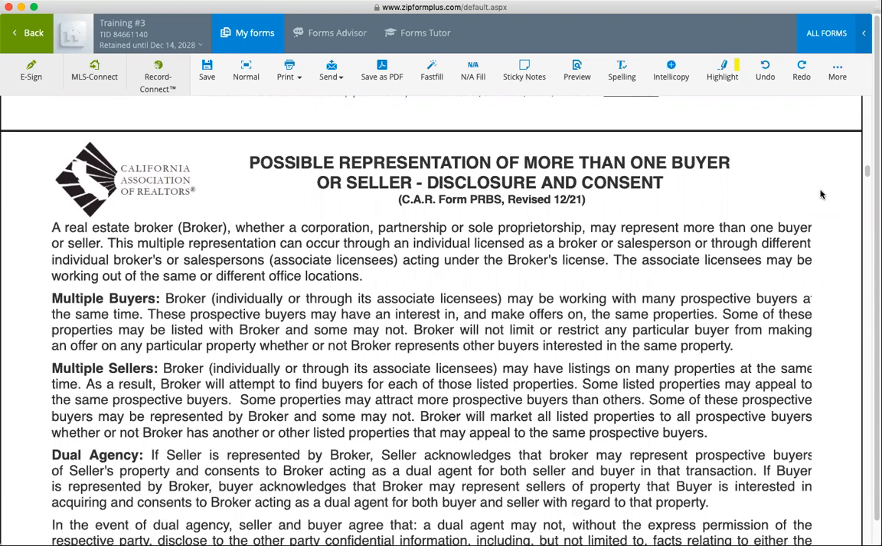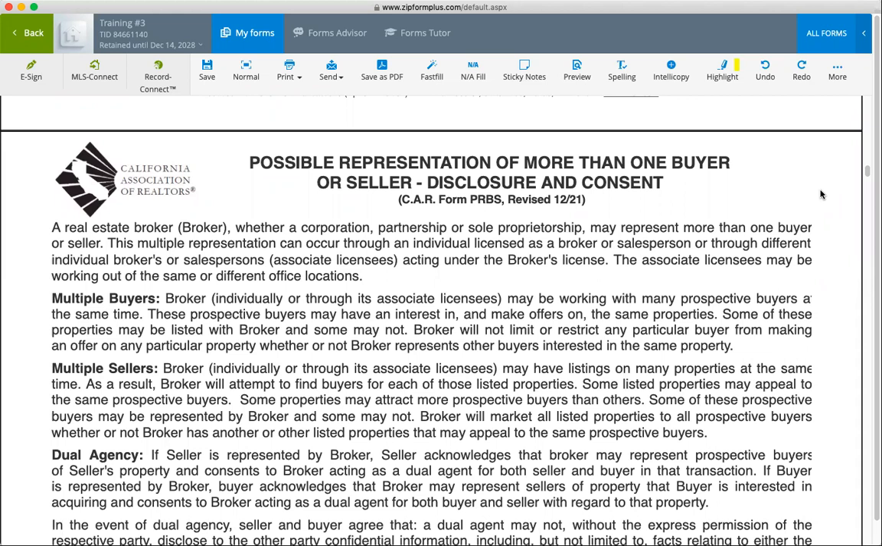The third form that's attached here is called the Possible Representation of More Than One Buyer or Seller, Disclosure and Consent. Just to give you a little background on this, this form was developed by CAR, our lobbying group. They look after us by developing forms that help us stay safe from a legal point of view. But there was a legal case that came down, I want to say 20 years ago, that prompted CAR to create this form, and we get it in all our transactions now.